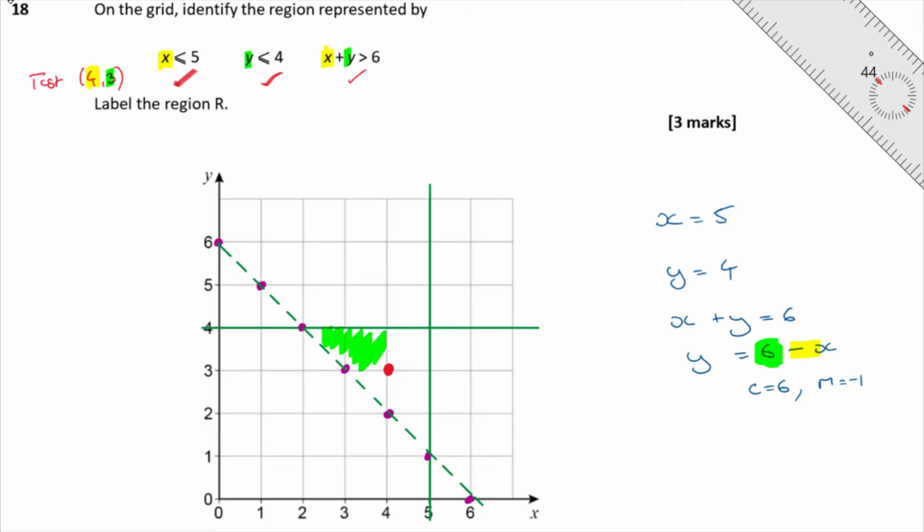So I'm just going to shade that, and I'm going to label it R as requested. Don't forget to label it R, because you will lose a mark if you don't do that, and it'll be really irritating for you. Okay, so R is there.